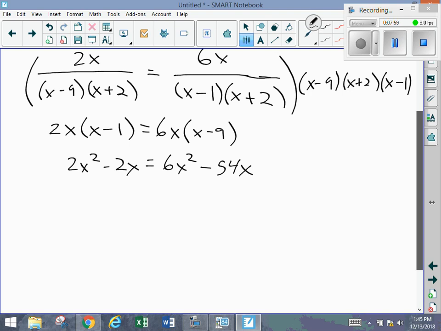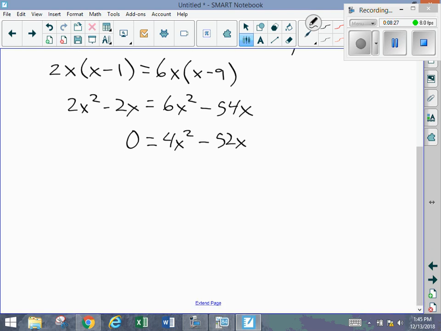As soon as I see that I have a squared term in it, I'm going to move everything over to one side and have 0 on the other side. All right? Let's do it. That's 4x squared is 52x. There you go. Okay. Here we go. Now it's time to factor.